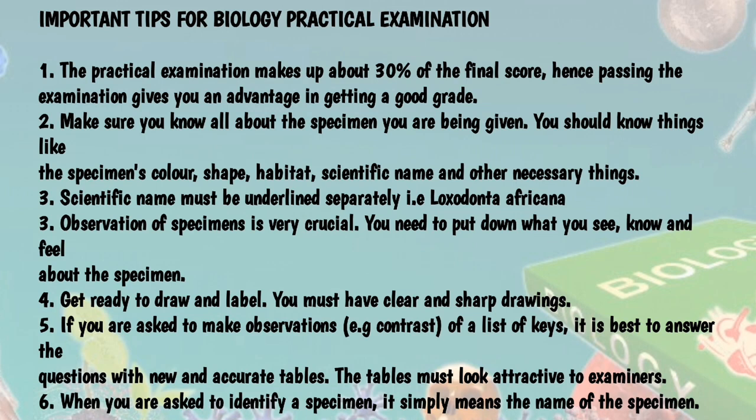Then lastly, when you are told to identify a specimen, it's very easy. Identify means what is that specimen that you can see, or it simply means the name of the specimen. So if what is before you is the lungs of a domestic fowl, simply write the lungs of a domestic fowl. So that brings us to the end of this video.